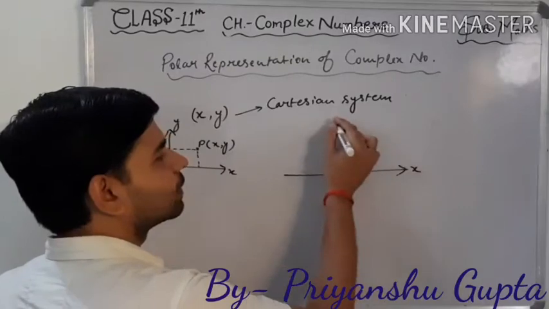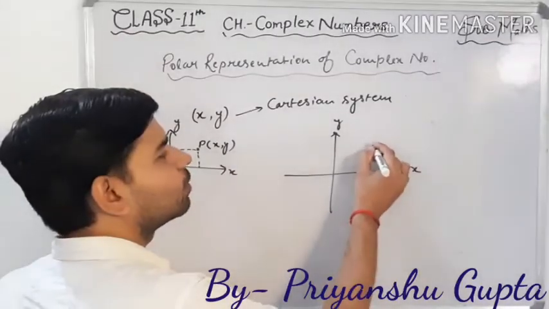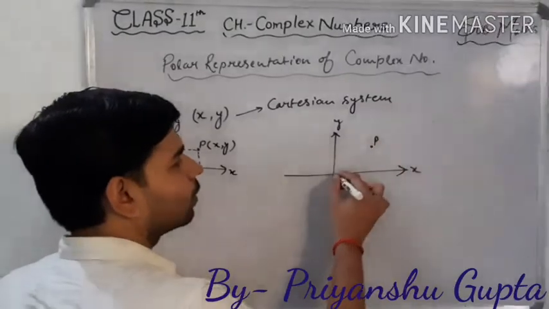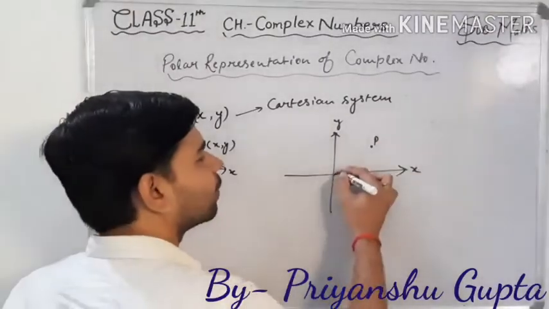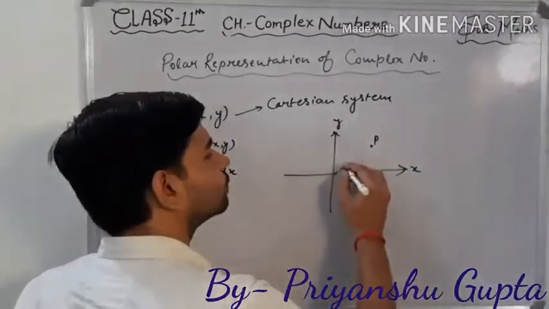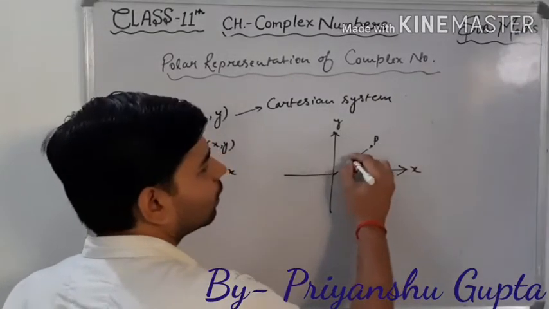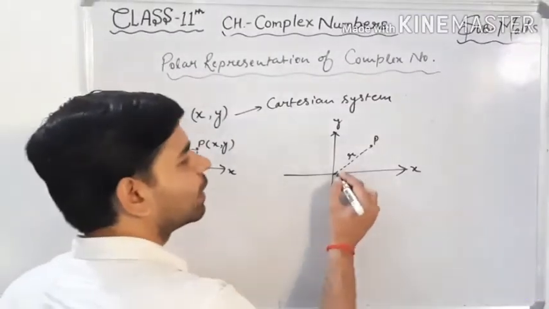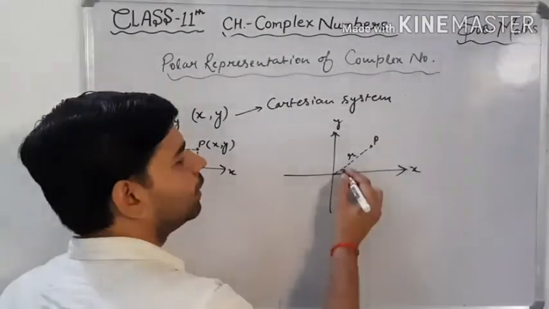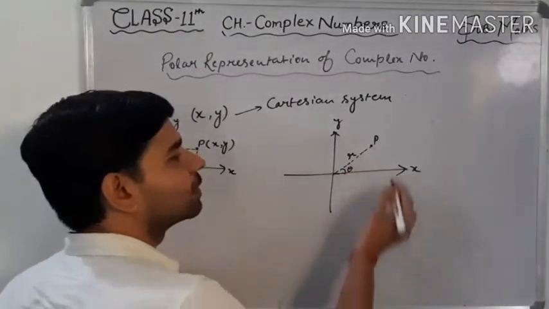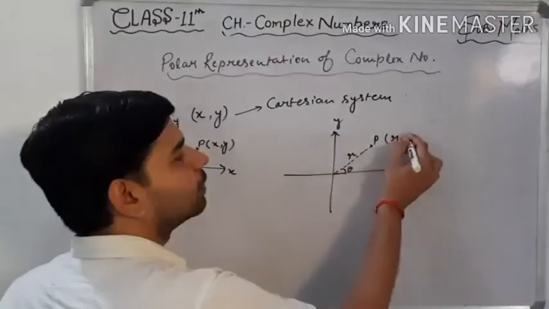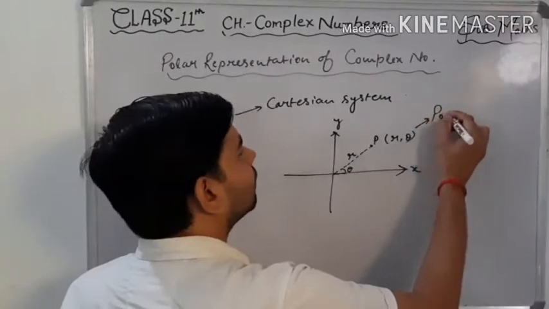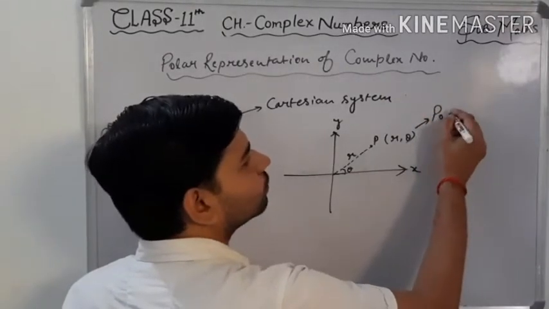Similarly, this is the x-axis, this is the y-axis. If there is any point P, then its distance from the origin is denoted by r, and it makes an angle theta with the x-axis. Then its coordinates are denoted by r comma theta. This is the polar form.